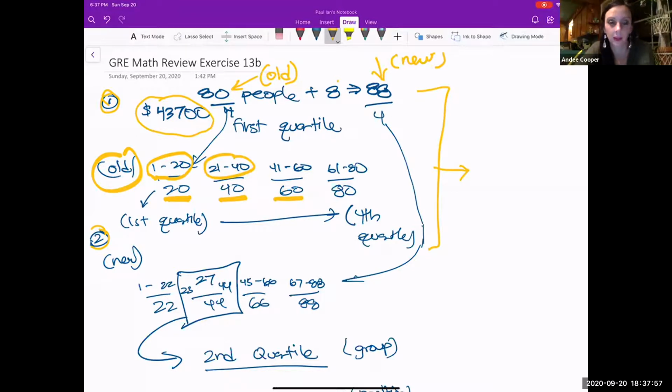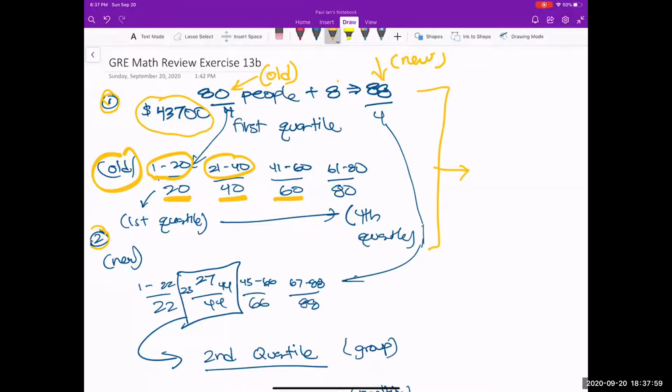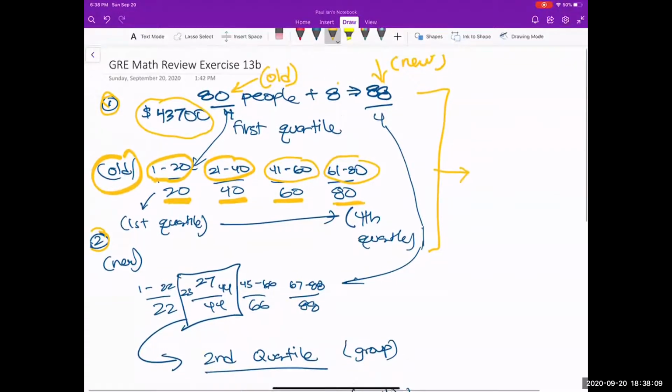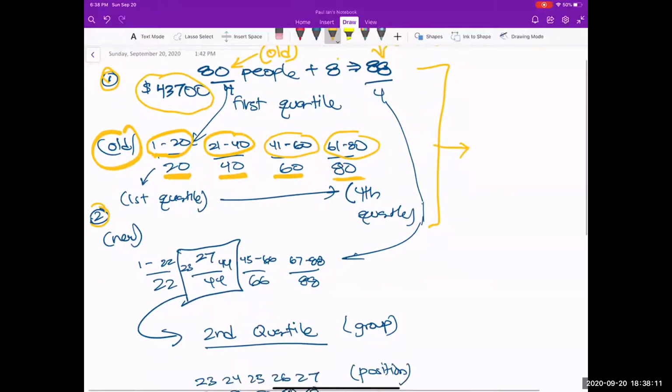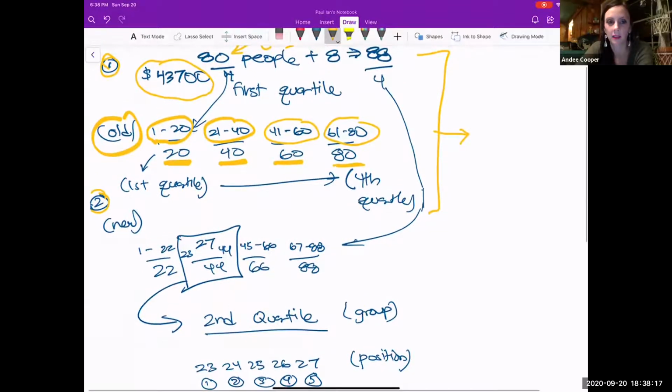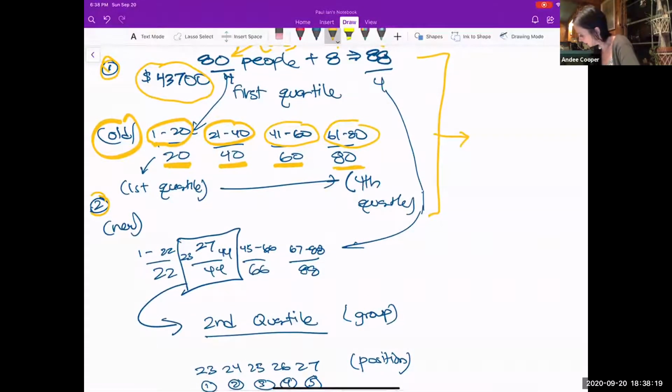Yeah, the position of the people. And then the third quartile is 41 to 60, and the fourth quartile is 61 to 80. Okay. So what is the framework of this problem? I'm seeing it as what group, right? What quartile, that's the group. And then what position of the salary are you in?